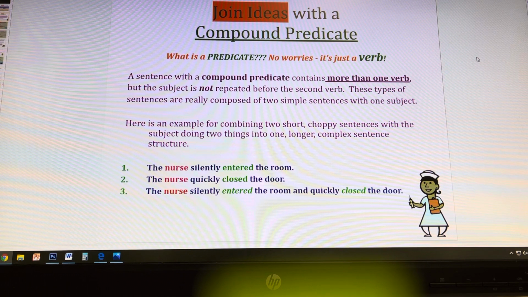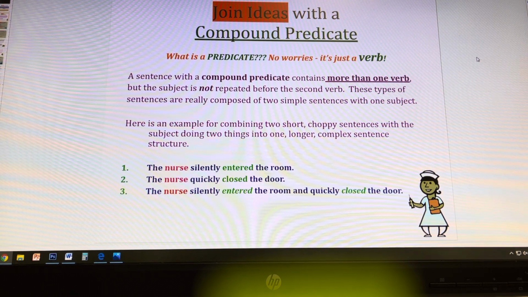The first and easiest way is to join two sentences that have a compound predicate. Remember, predicate is just a verb. It may be more than one word functioning as a verb, but for some reason grammarians decided we needed more than one word for verb, and predicate was the one they chose. Go figure. All right, so a compound predicate. If you have one subject that is doing two things, there's no need to have two sentences.